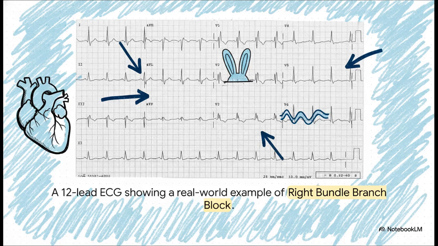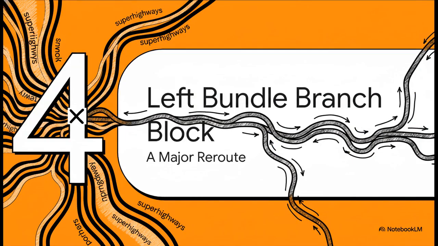And finally, just glance over to V6 and you can totally spot that slurred, wide S wave. It's a perfect match for the vector model we just talked about. So, what happens when the block is on the other side, on the bigger, more electrically dominant superhighway on the left? Well, as you can imagine, this creates an even more dramatic rerouting of the entire signal.